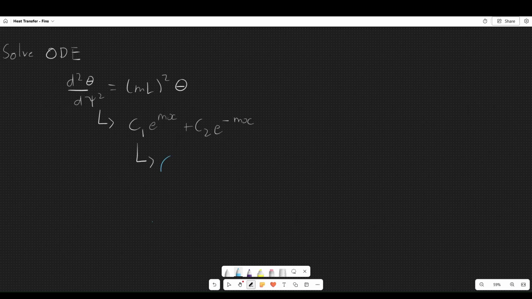So we have the general solution, which is going to be basically theta of psi is equal to C1 cosh ml psi plus C2 sinh ml psi. Perfect.